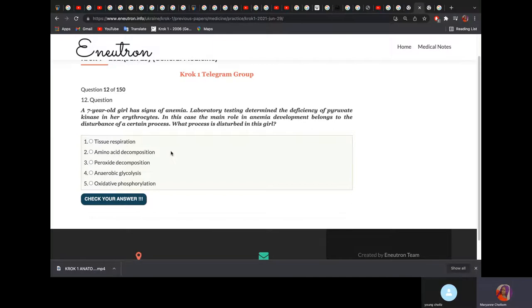A 7-year-old child has anemia. Lab testing determined the deficiency of pyruvate kinase in an erythrocyte. In this case, the main role in anemia development belongs to the disturbance of the glycolysis process. So again, I'll repeat it because during the lecture, I repeated this so many times.